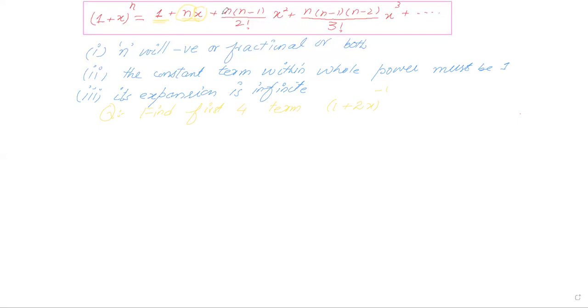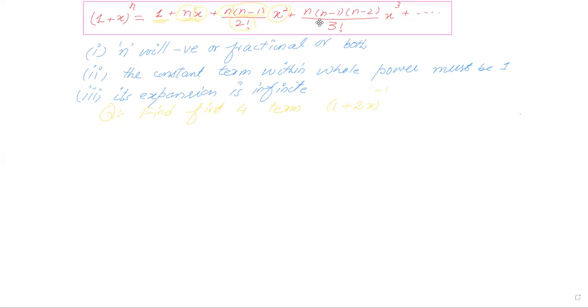Next we have n times n minus 1. How many factors are given in the numerator? There are 2 factors. The first factor is n, the second factor is n minus 1. If there are 2 factors, then you have to write 2 factorial as the denominator. Then you have to write the square of the second term, not the x square. That you have to remember as the square of the second term.